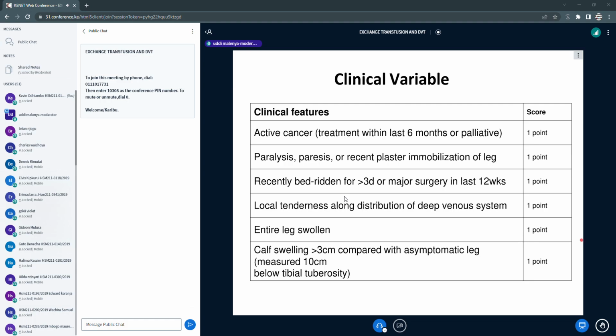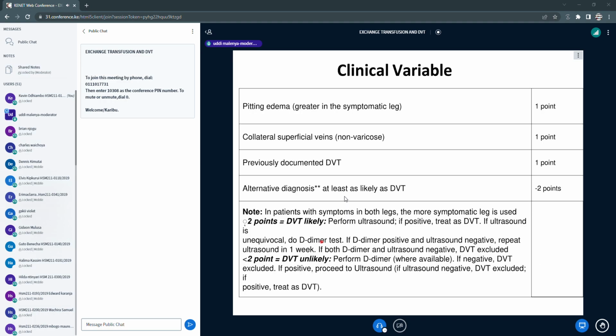Swelling of the entire leg, 1 point. Calf swelling more than 3 centimeters, 1 point. That is the reason why you're supposed to have a tape measure. Pitting edema, 1 point. Collateral superficial veins and varicose, 1 point. And previously documented DVT, 1 point. If you have an alternative diagnosis such as Baker's cyst, then you remove 2 points. When you add up your points, 2 points or more means DVT is most likely. Perform ultrasound.